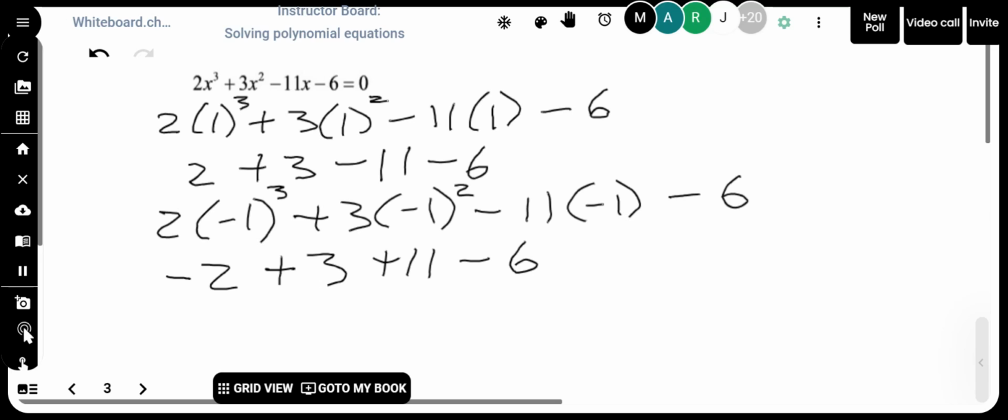So my next target would be 2. I'm going to erase all of this, right? And I'm going to try the 2. I need space, so I don't want to keep this here.